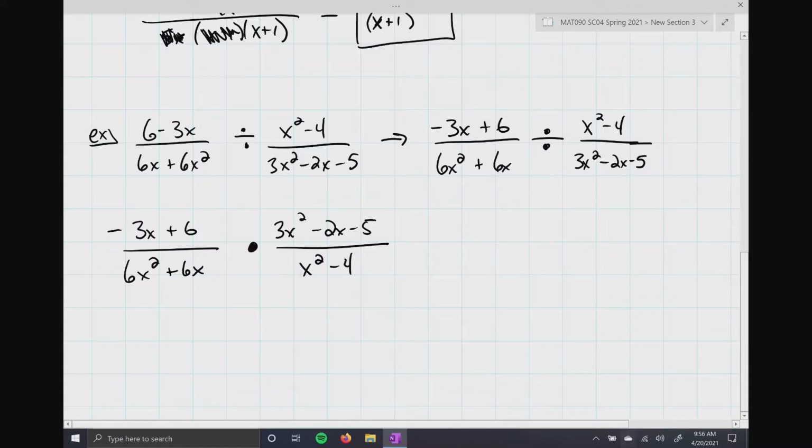Step two, factor everything. Start with the first fraction, start with the numerator. I can factor out a negative 3. That's going to give me x minus 2. In the denominator, I can factor out a 6x. That's going to give me 6x times the quantity of x plus 1.